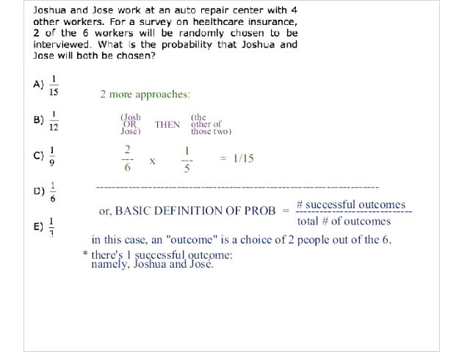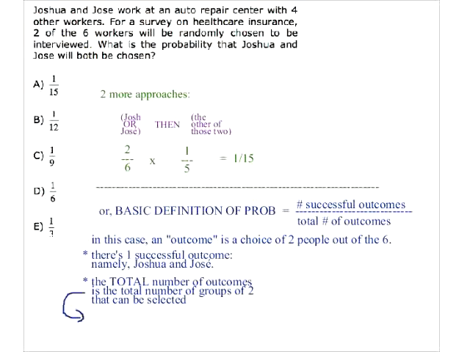On the other hand, the total number of outcomes is the total number of groups of 2 that can be selected. So if you know how to use combinatorics to do this, then you'll just get a number. Again, this is not a combinatorics unit, so I don't want to discuss that today. But if you use combinatorics, you can calculate 15.